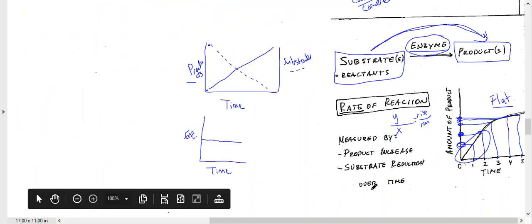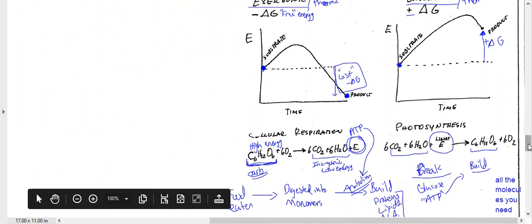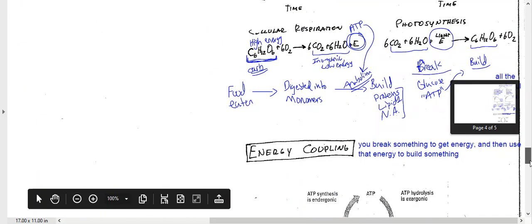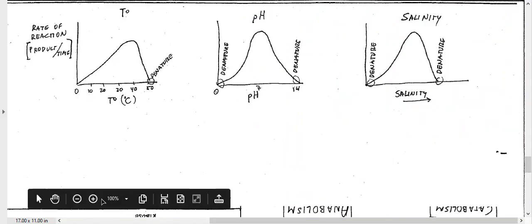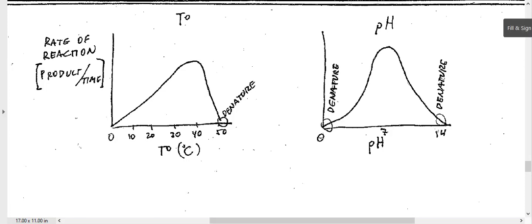Last little bit here, let me zoom out. It's going to be the last thing we have to do here. So let's look at 3 variables, and then we'll wrap up, that affect the rate of enzyme reactions. One is temperature, one is pH, and then over here on the right is salinity. So temperature first.